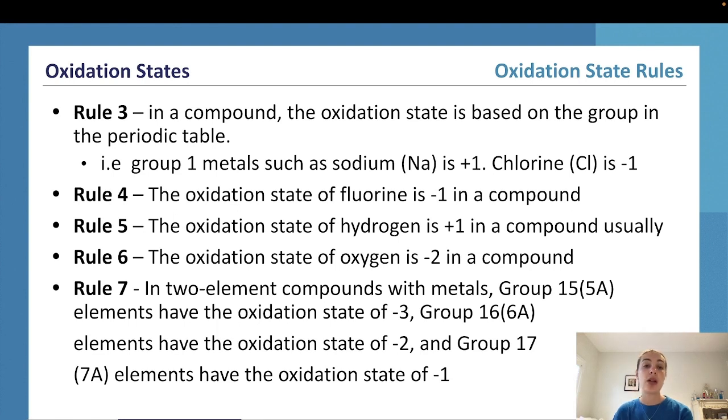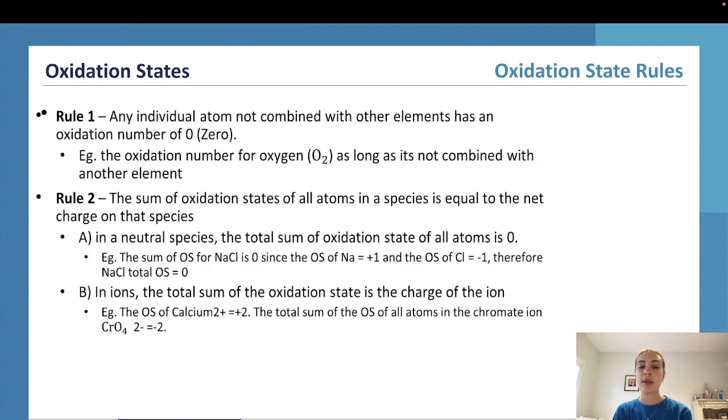So for example, that's how you know when you have NaCl, chlorine is going to be -1 and sodium is going to be +1, because it's just following that general rule 3, as well as then combining that with rule 2, which we have here.